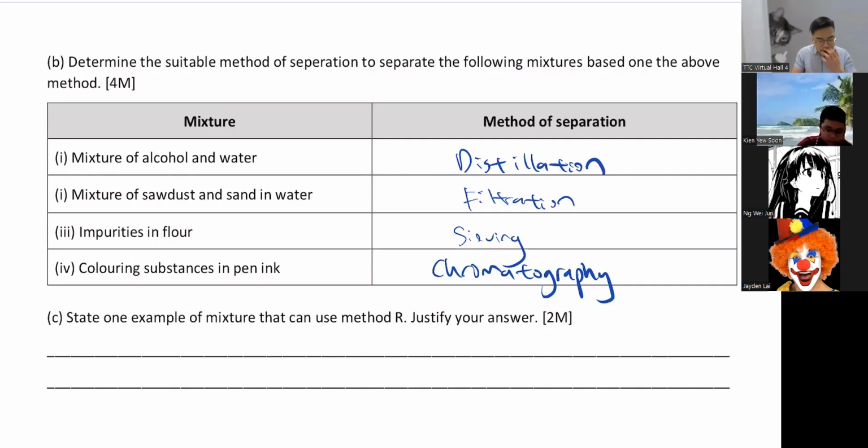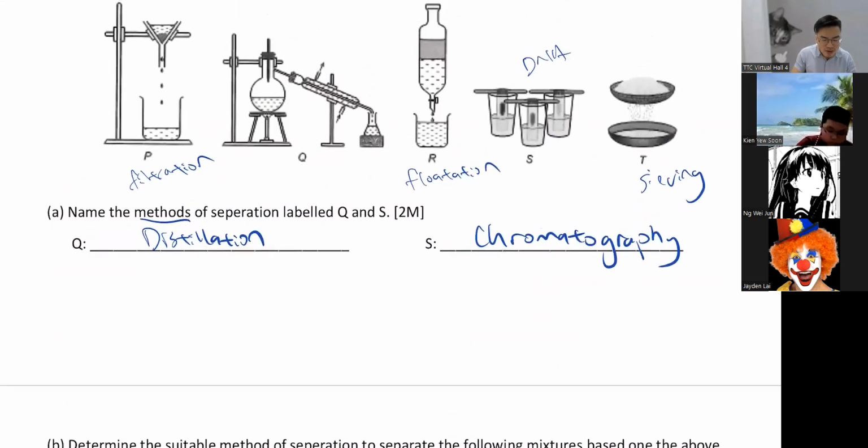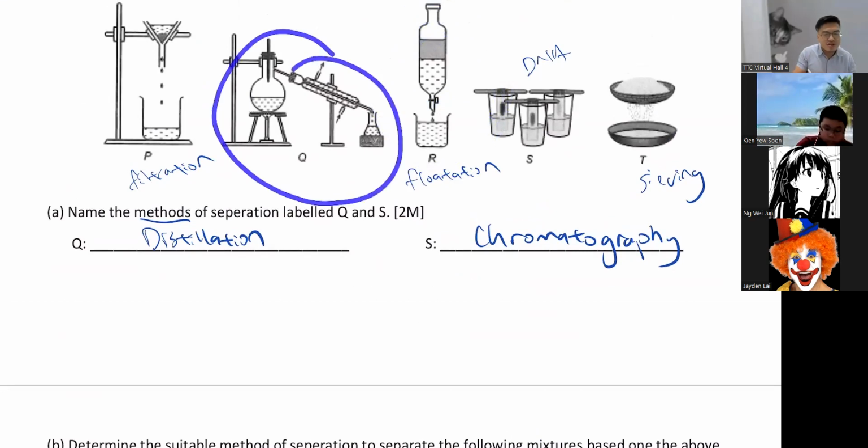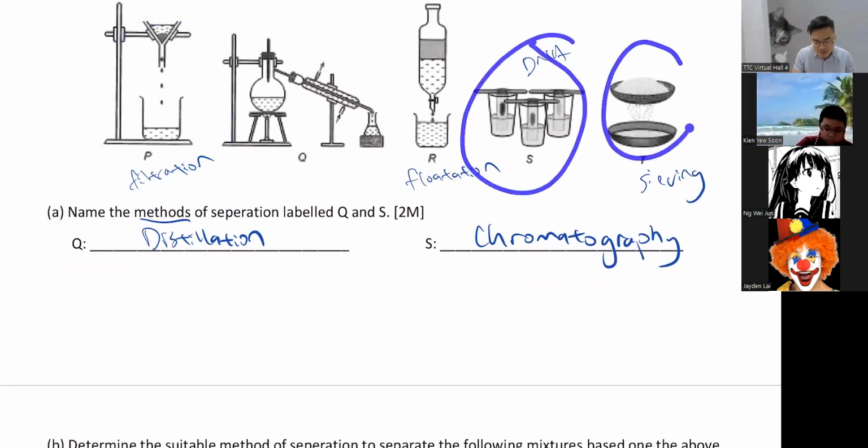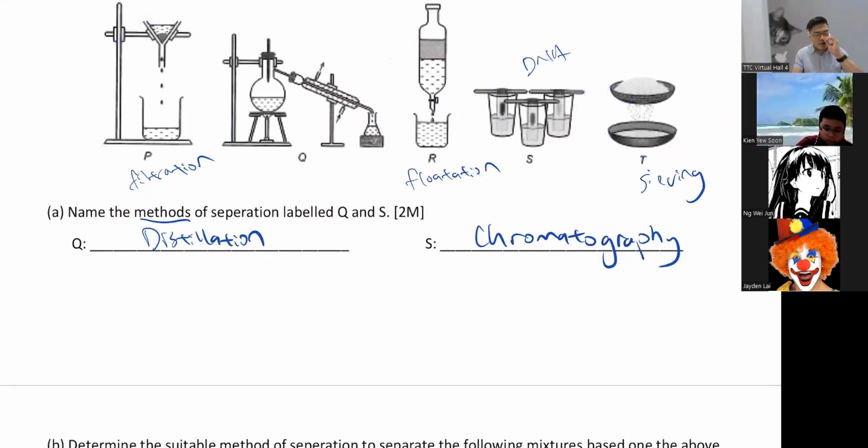Okay, anyway, this one is easy stuff, guys. This is all common sense. So what about this? This is for oil and water. If two liquids cannot mix, then you can use R. But if they mix together very well, then you have to use distillation. This is for solid and liquid. This is for color, and this is only for solid.